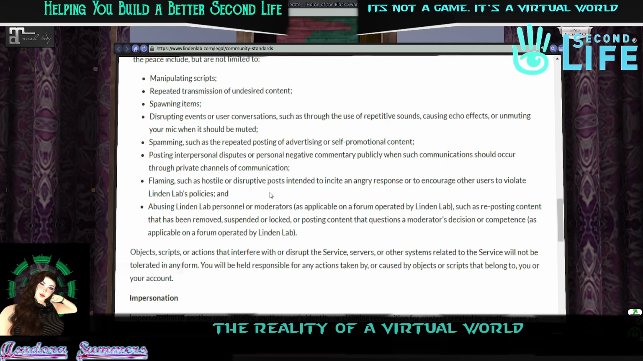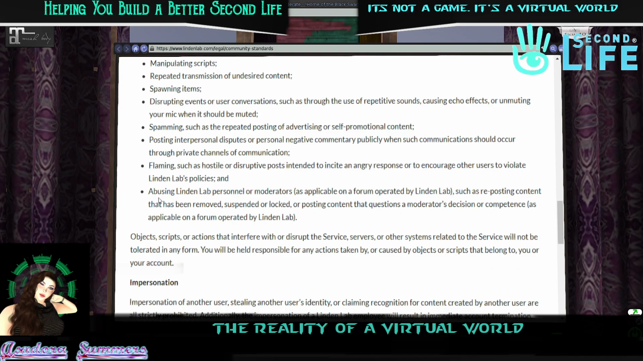Moving on. Blaming, such as hostile or disruptive posts intended to incite an angry response or to encourage others to violate Linden Lab policies. That's trolling. And abusing Linden Lab personnel or moderators as applicable on a forum operated by Linden Lab, such as reposting content that has been removed, suspended, or locked, or posting content that questions a moderator's decision or competence as applicable on a forum operated by Linden Lab.